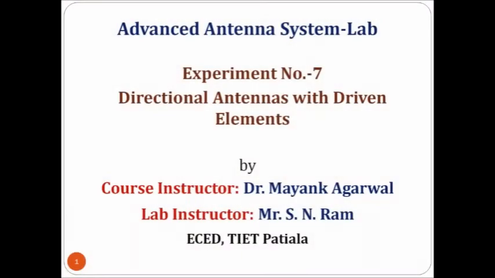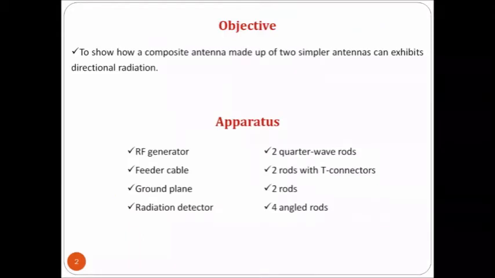Welcome to experiment number 7 on directional antennas with driven elements of the lab course of Advanced Antenna System. This experiment is about the demonstration of broadside and end-fire radiation patterns obtained from an array of two half-wavelength long dipole antennas. We know that for a broadside array, the antenna elements are to be excited with equal current in the same phase, and for an end-fire array, the antenna elements are to be excited with equal current but in opposite phase.